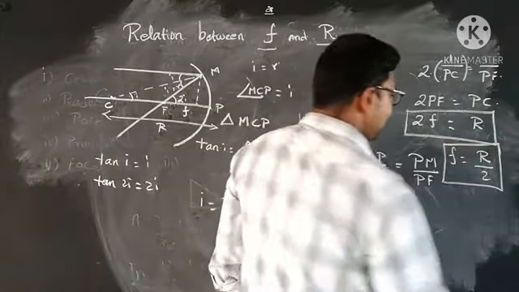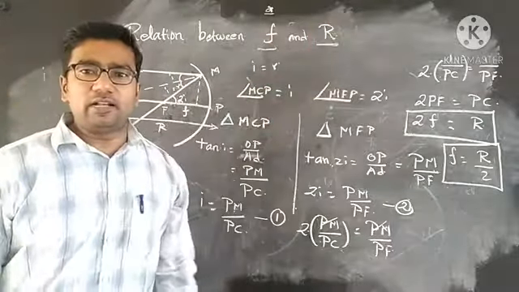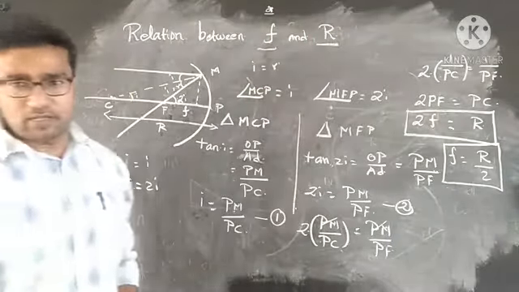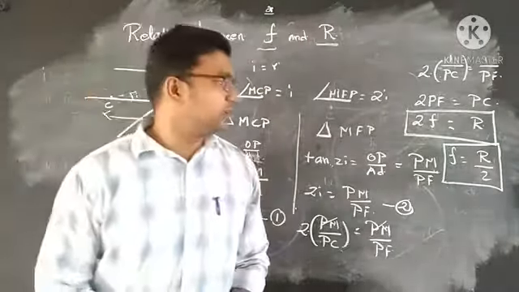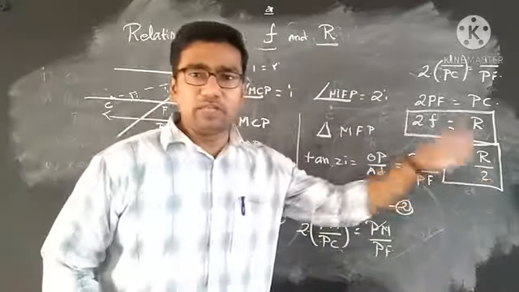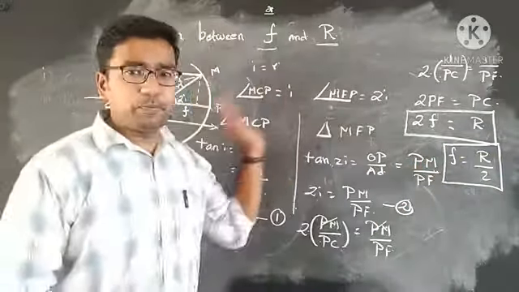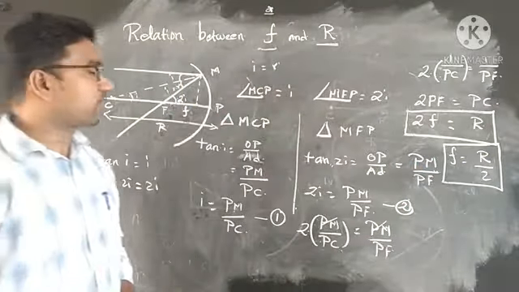This is the general relation of f and R, focal length and radius of curvature. If you find the focal length, you will easily find the radius of curvature. The radius of curvature by 2 is equivalent to the focal length. Very important 3-mark question, students. Study one.